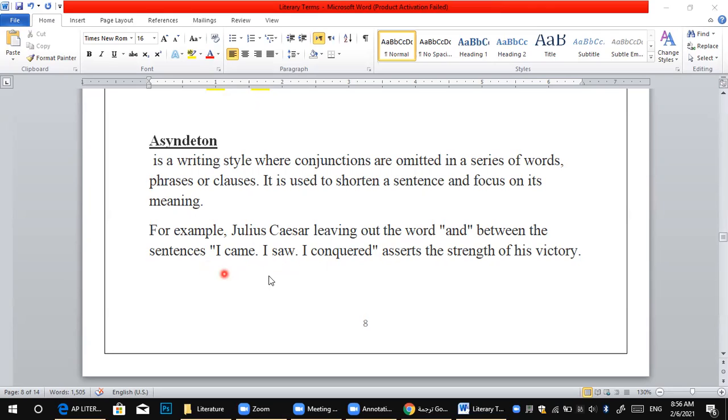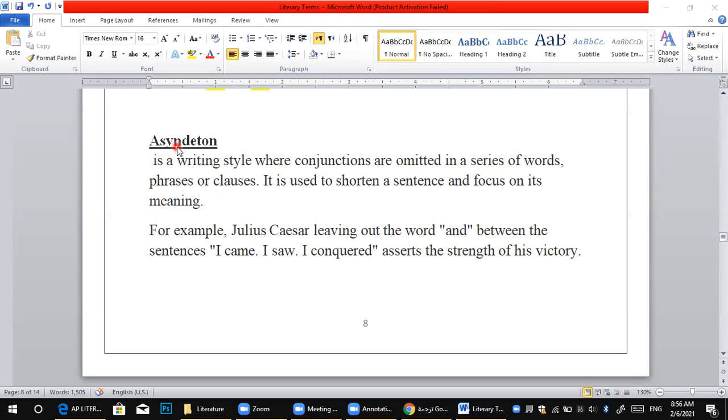So this asserts the meaning. This asserts the strength of his victory. So that focuses on the meaning. When you add the and, it's still right: I came and I saw and I conquered. But when you remove the conjunction, the meaning becomes stronger. There is a strong meaning here. So it's called asyndeton.